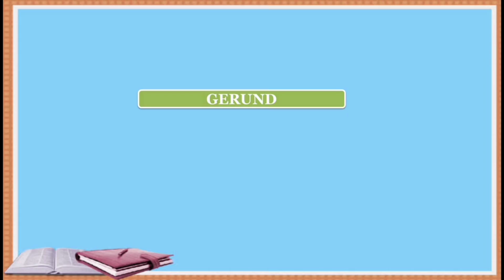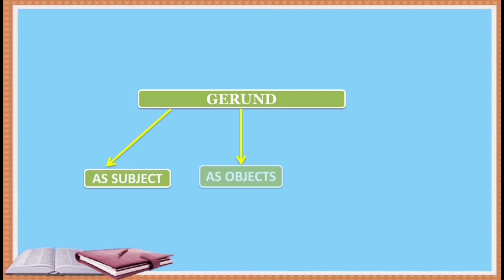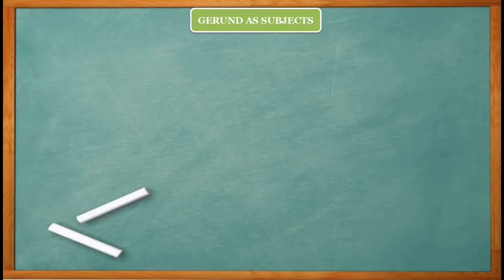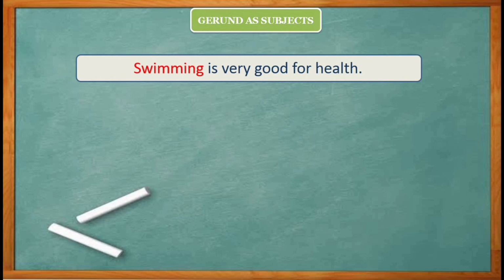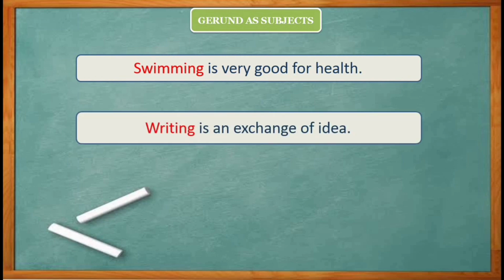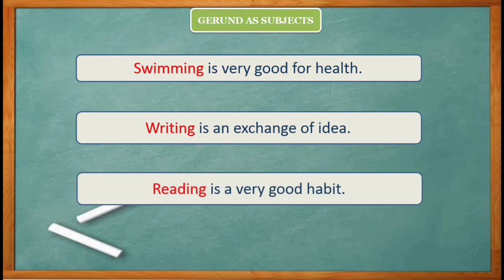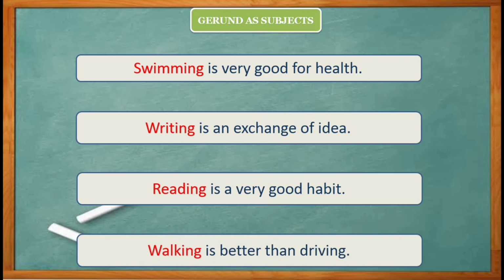Till now, we noticed that gerunds can appear as subjects and can also appear as objects. Besides these, gerunds can also appear as complements of the sentence. Some examples of gerunds as subjects are: swimming is very good for health. Writing is an exchange of ideas. Reading is a very good habit. Walking is better than driving. In the above sentences, swimming, writing, reading, and walking are the subjects of the sentence.